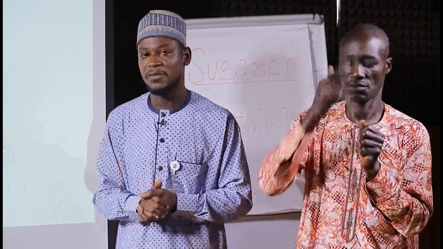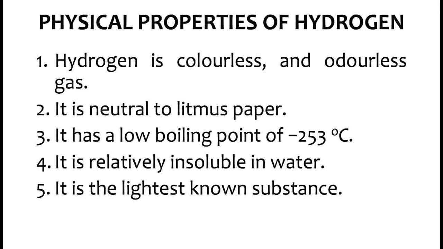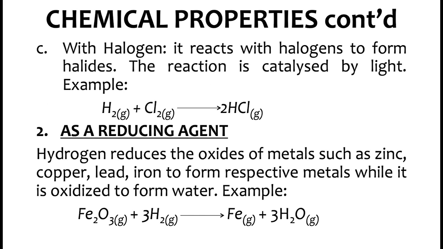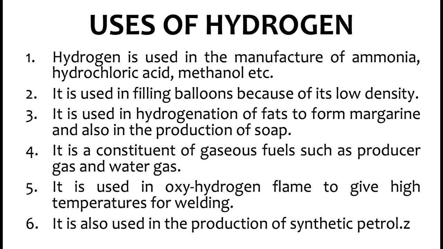Under the physical properties of hydrogen, we agreed that hydrogen is a colorless and odorless gas. We also agreed that hydrogen is the lightest known substance, which is neutral to litmus paper. We talked about its chemical properties, where we agreed that hydrogen reacts in combination with metals, non-metals, and halogens, and it also reacts as a reducing agent. We discussed the uses of hydrogen, in which we said it can be used in welding, and in production of chemicals such as ammonia, and so on and so forth.